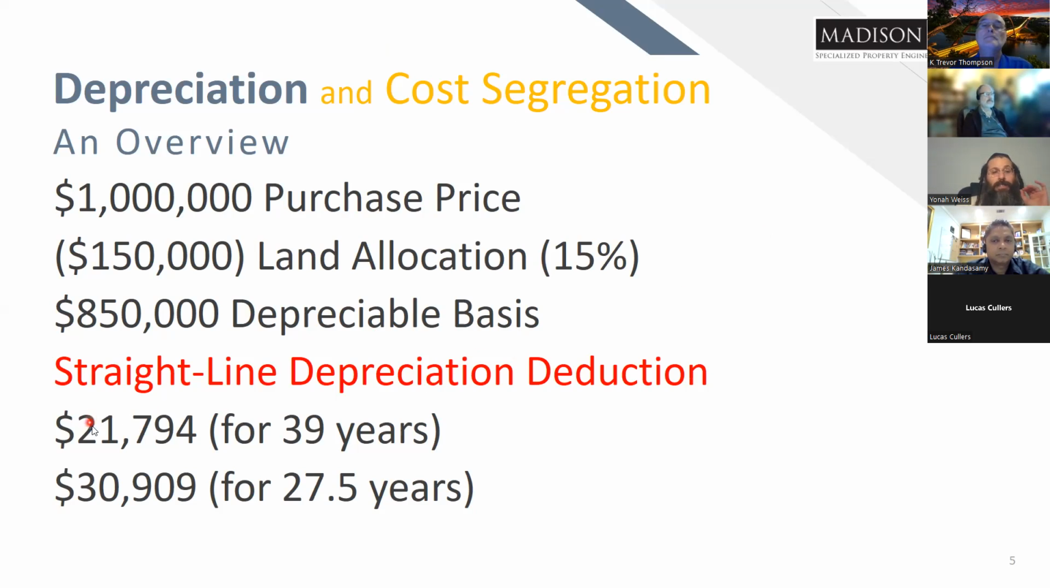And so what we're doing is taking a little bit every year. For straight line commercial property, $21,000 every single year. That's great, right off the top, okay? For residential or multifamily properties, $30,909, right? About $30,000 a year. And again, this is an average and based on that $1 million property.